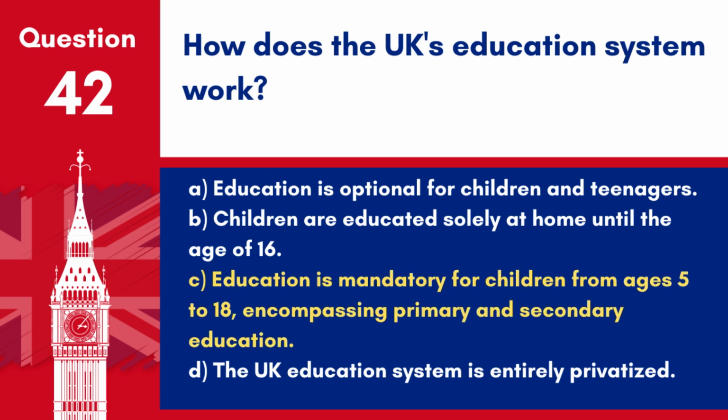Answer: C. Education is mandatory for children from ages 5 to 18, encompassing primary and secondary education. The UK provides free, compulsory education for all children within these age ranges.